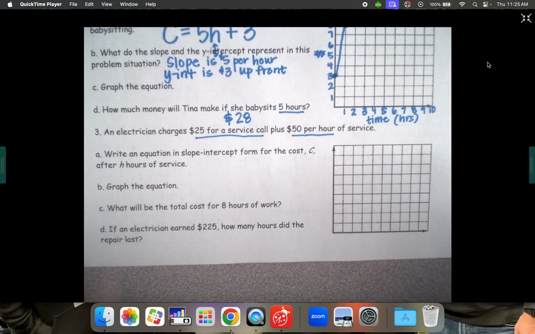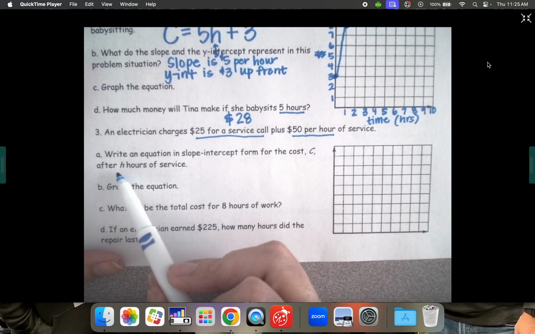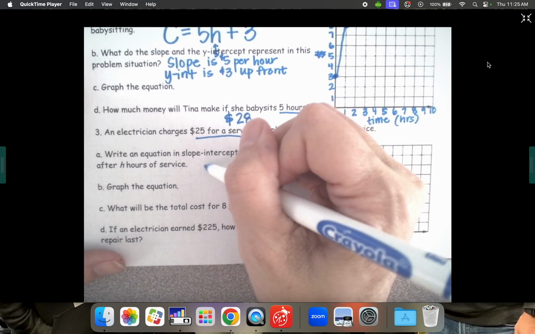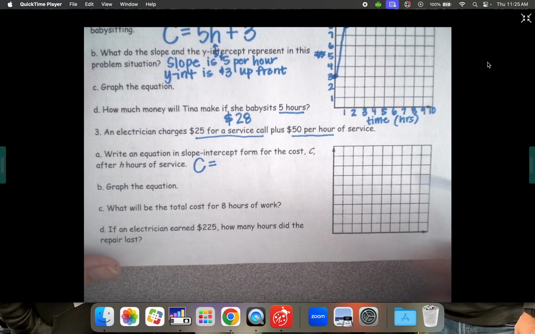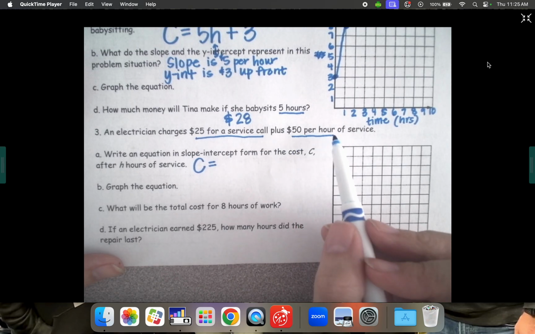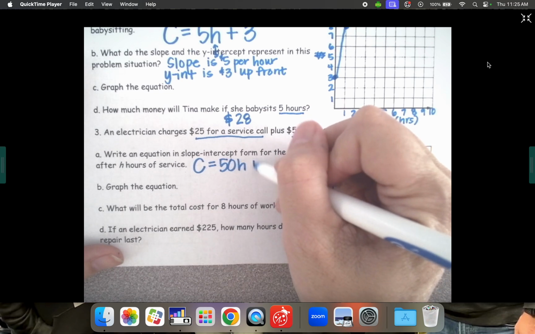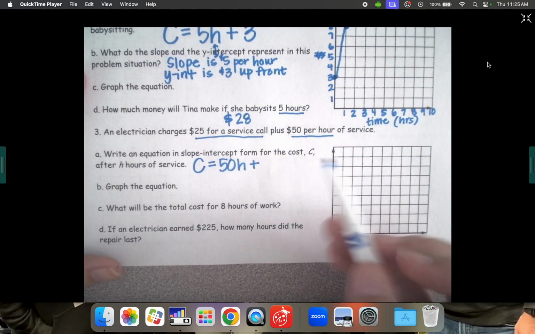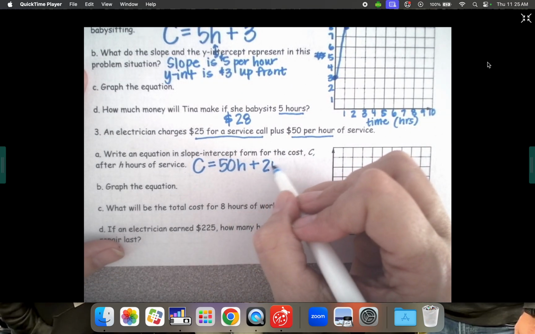So we're going to write an equation. C is the total cost that you would pay them, and H is the number of hours of service. So we're going to start with the total cost C, and it costs $50 per hour. So I'm going to go ahead and do 50H, plus, just to come out to your house, they charged $25 up front.